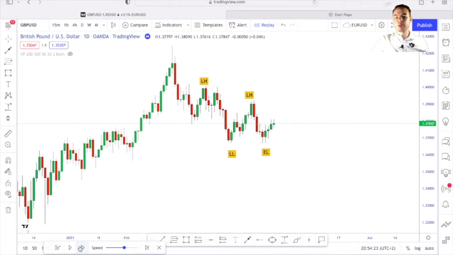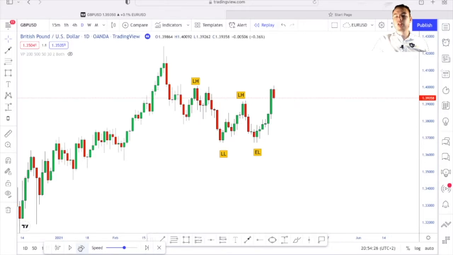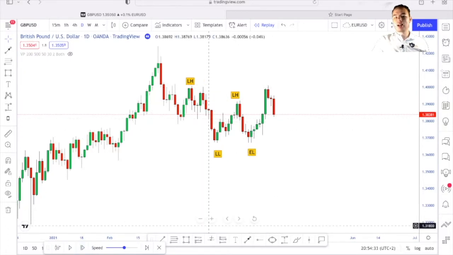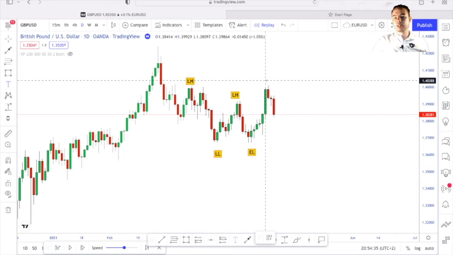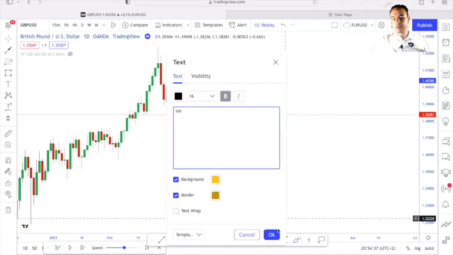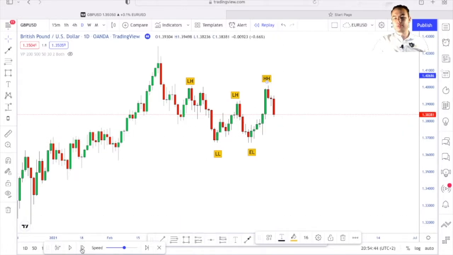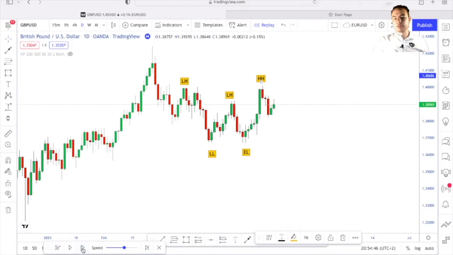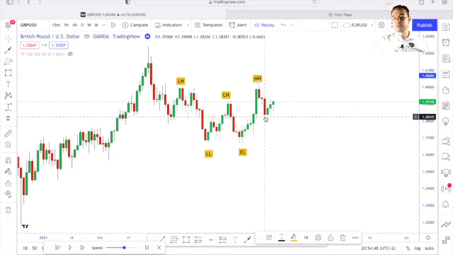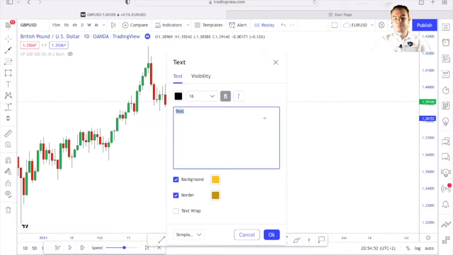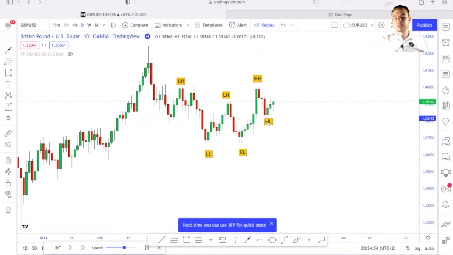So let's see where we're at. Price pushed above, started rejecting. So that's a higher high. Higher high. So now we're waiting for a higher low. There's our higher low. As you can see, price got rejected. So higher low. Pretty simple.